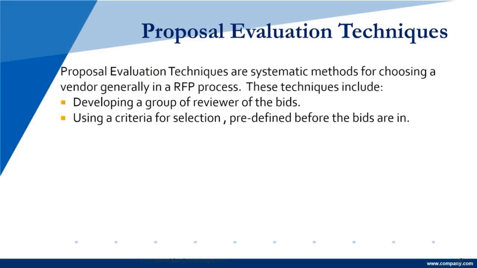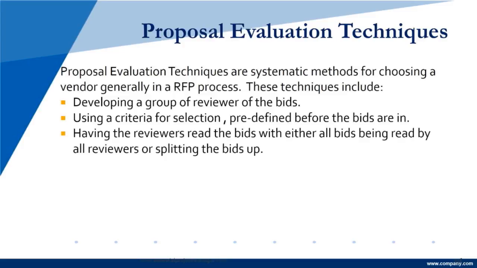It's best if it's predefined before the bids are in, so you're not trying to warp your selection criteria to the bids that you have. You want it to be solidified, and when the bids come in, you bounce those bids off of that criteria. The reviewers need to have read the bids, and either all the bids or have them split up. Both policies work. There's no real governing way to do it. If you have too many bids, it becomes absolutely impossible for a group of reviewers who are doing other things to read everything. So you might split them up, and everybody would go through several bids and read them and review them and then report back to the larger group.